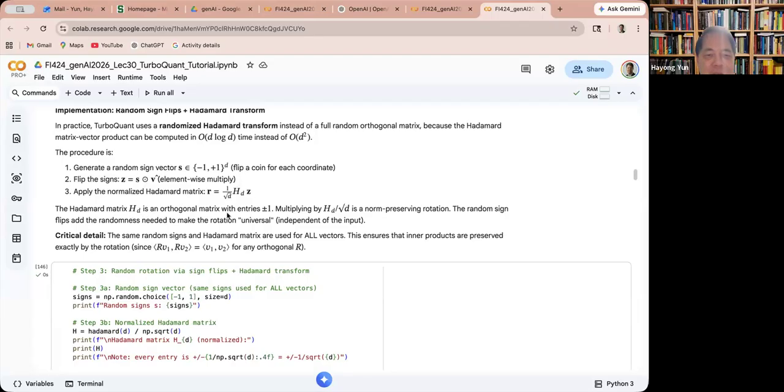The Hadamard matrix is an orthogonal matrix with entries ±1, and multiplying by it is a norm-preserving rotation, so the norm doesn't change. The random sign flips add the randomness needed to make the rotation universal, meaning the distribution becomes a beta distribution. And you should remember the same random signs and Hadamard matrix are used for all vectors. This ensures that the inner products are preserved exactly by the rotation, for orthogonal R.